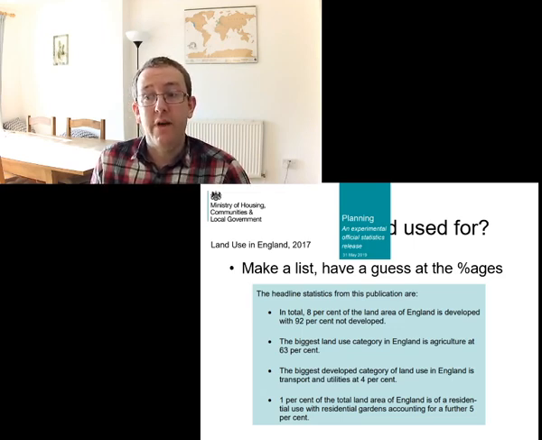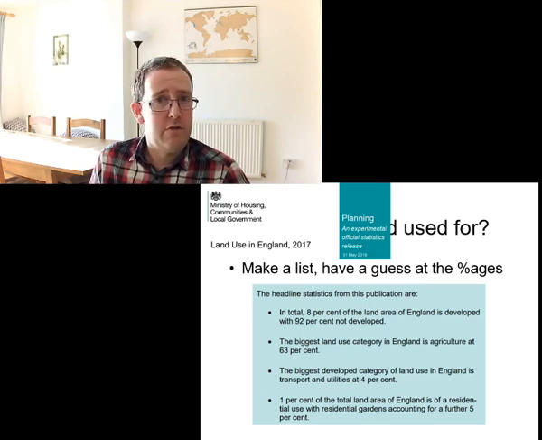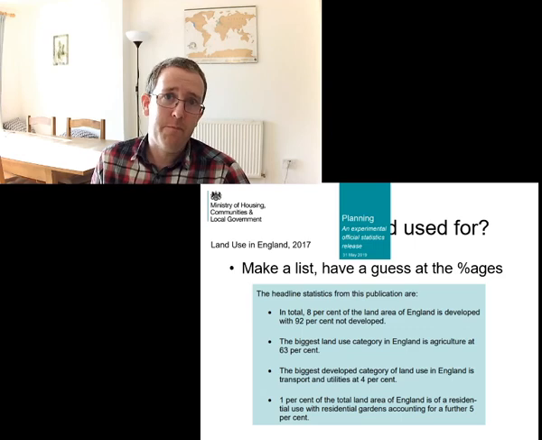And the biggest developed category is, of course, our roads. So our roads, our rail, and our utilities. So that's about 4%. So this is power stations and various transmission lines and substations and roads and rail and all that kind of stuff. And then 1% of the total land in England is residential use. So your houses make up 1% of the total area. And if you add the gardens in, then you get a further 5%. Which obviously is not evenly distributed, but that's basically what you get in terms of footprint.